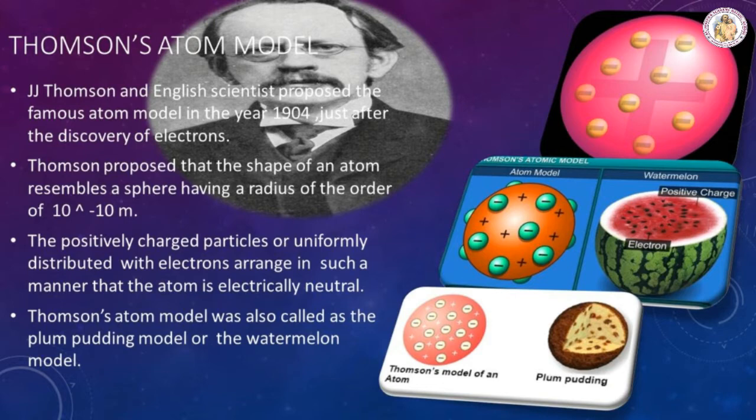Thomson's atom model was also called the plum pudding model or the watermelon model. The embedded electrons resembled the seeds of a watermelon, while the watermelon's red mass represented the positive charge distribution. The plum pudding atomic theory assumed that the mass of an atom is uniformly distributed all over the atom.